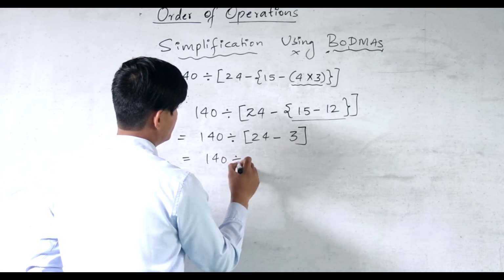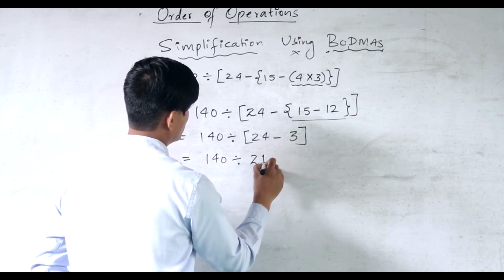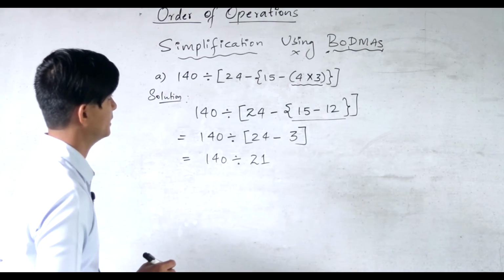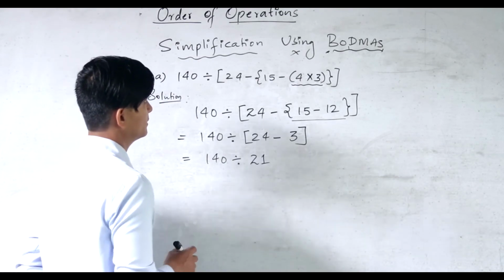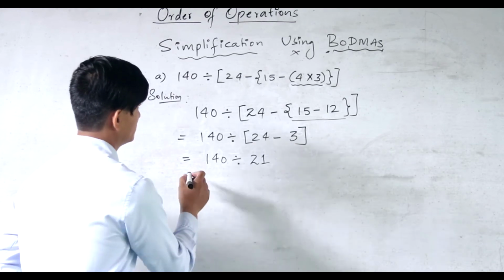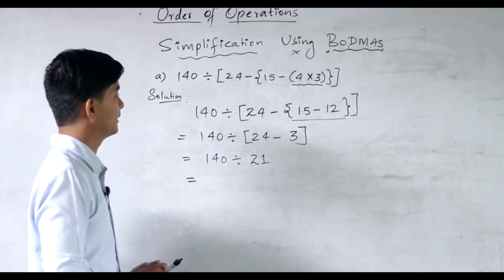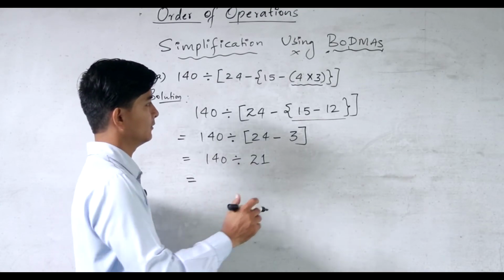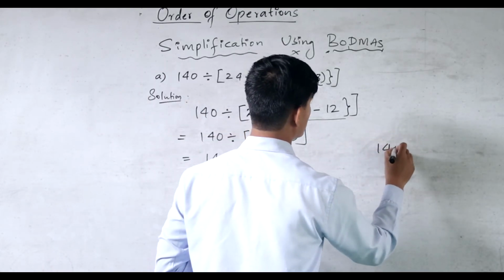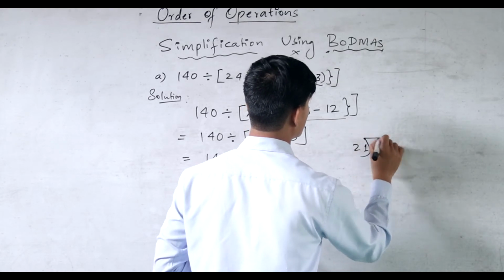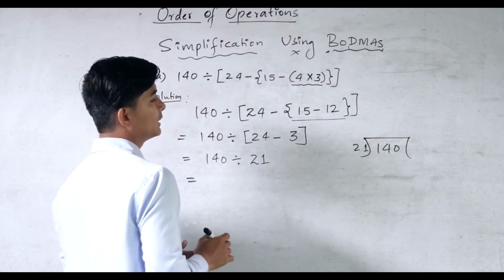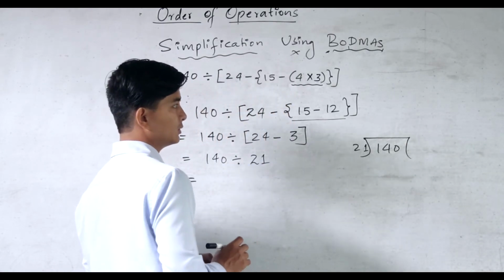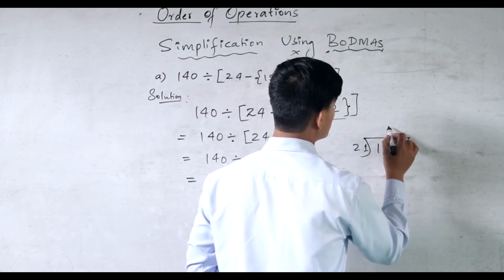140 divided by 21. 140 divided by 21. So what will we get? Okay, here 140 divided by 21. So we have to divide over here. 140 divided by 21. So 21, how many times in 140? We'll see around 140, right?